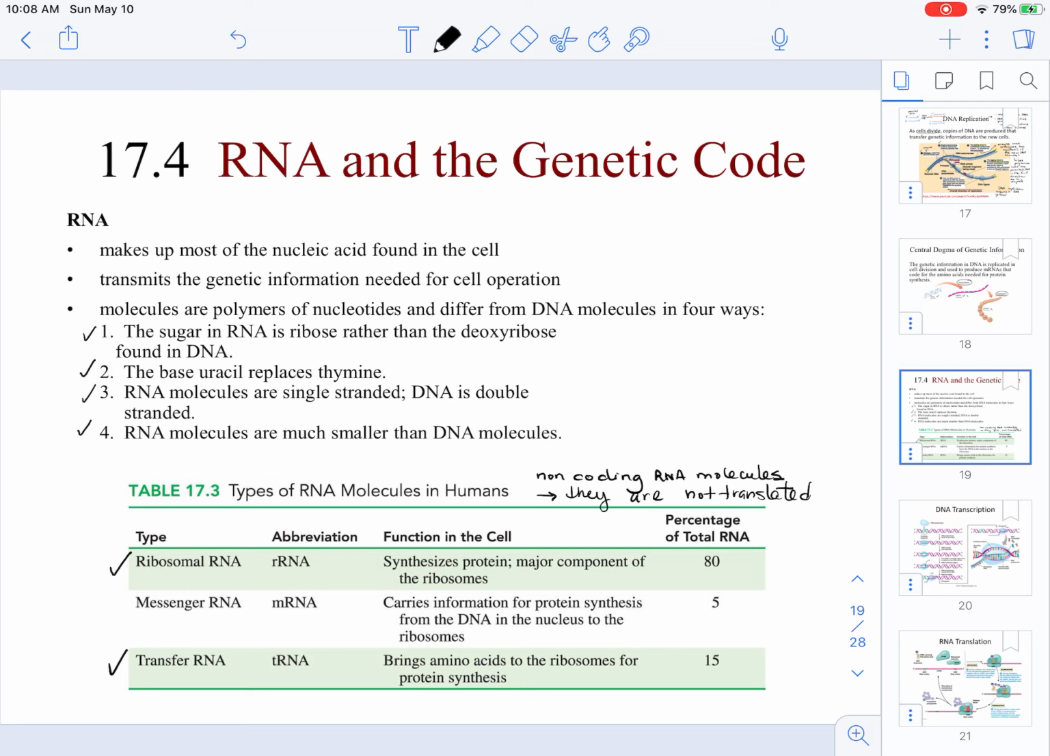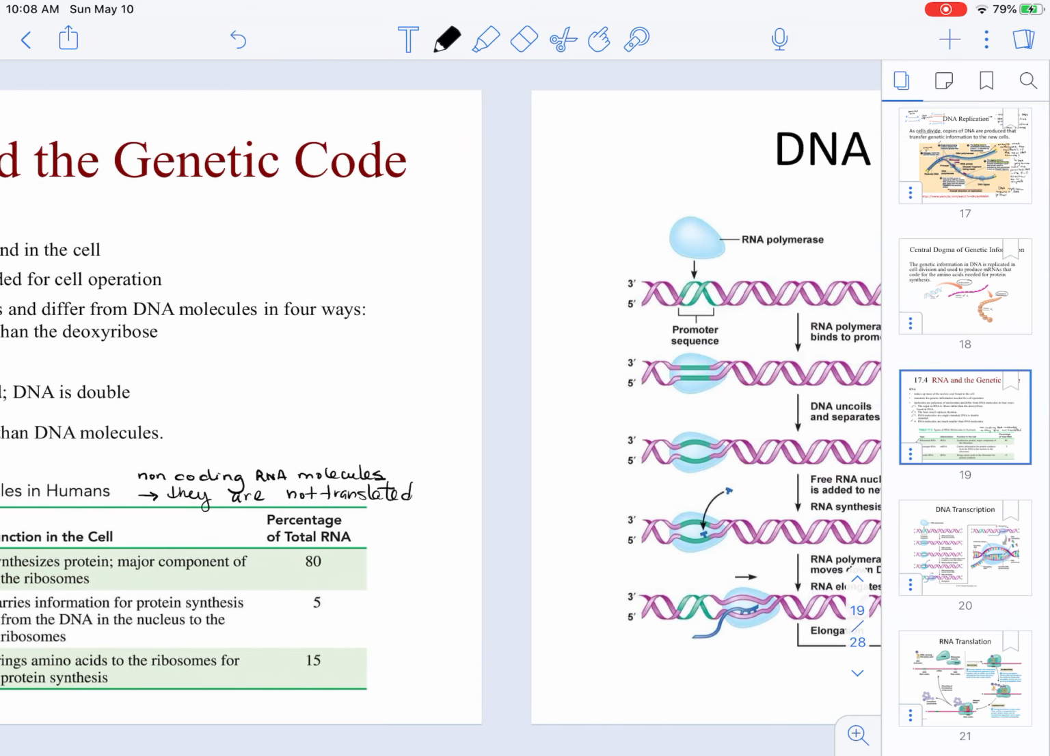Understand that even though these three molecules are involved in the synthesis of protein, only ribosomal RNA and transfer RNA remain as RNA molecules. mRNA is the one that carries the information further and is utilized in order to synthesize proteins. So now let's look in detail at the process of transcription.